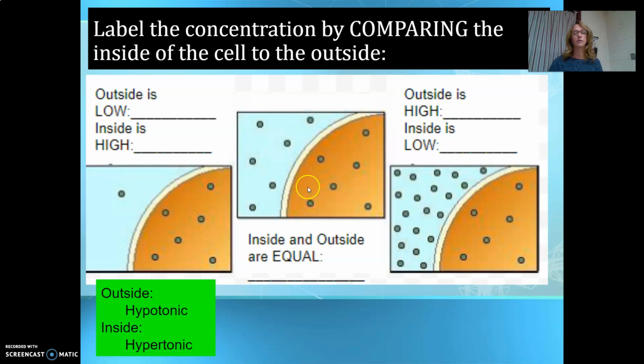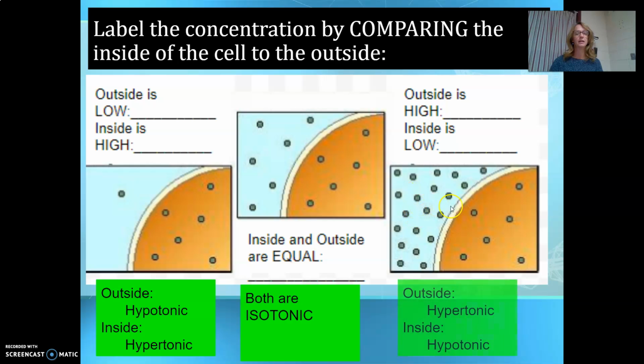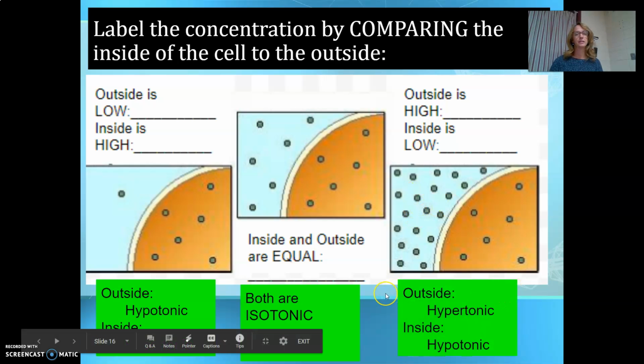1, 2, 3, 4, 5, 6. So those have equal concentrations on both sides. I have to say both sides are isotonic. And this third slide, there's clearly more stuff outside. So outside is hyper, inside is hypo. So that's how we use those words.